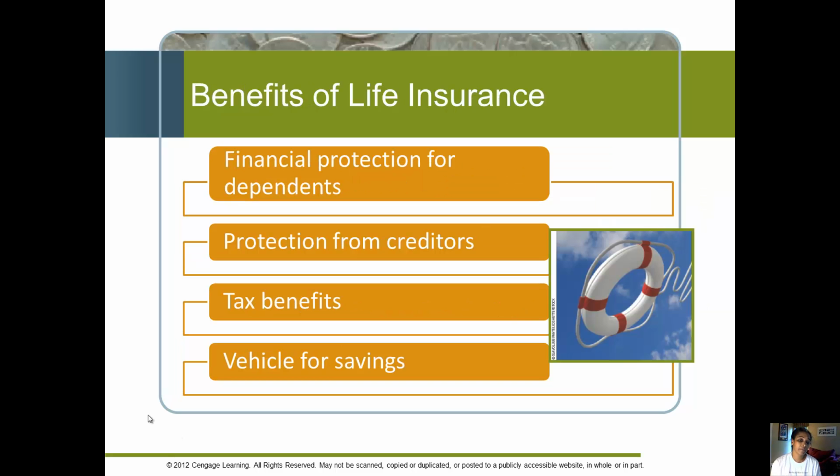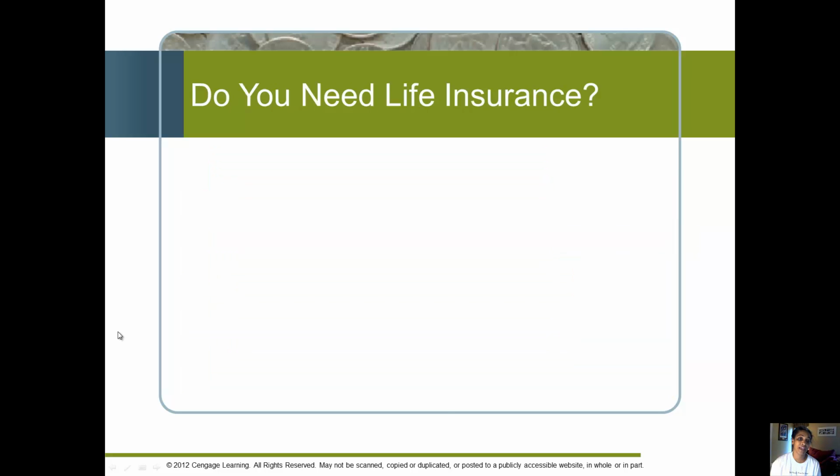So first, let's talk about life insurance. The benefit of life insurance is it gives you financial protection for your dependents. So if something happens to you, the benefit goes to your dependents. And so it protects them from creditors. There's certain tax benefits, and it's also a way that you can save.